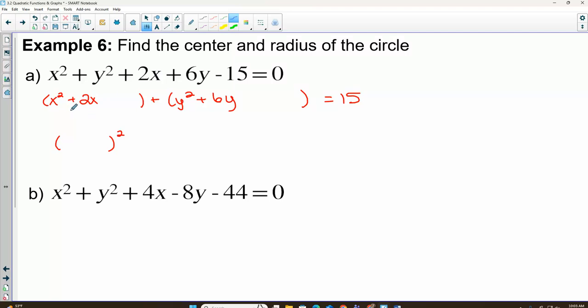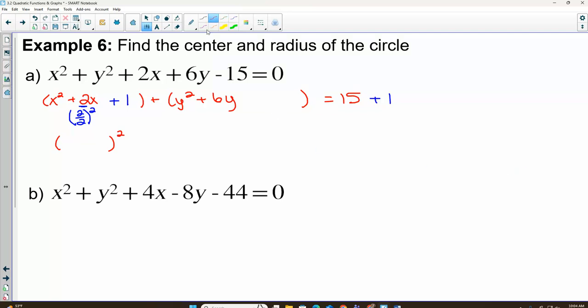To do that, remember we take our middle coefficient, divide it by 2 for the 2 parentheses we're creating, and we square it. So 2 divided by 2 is 1. 1 squared is 1. So I'm going to add a 1 right here. Now it's an equation. If I add 1 on one side, what do I do on the other side? You also add it on the other.